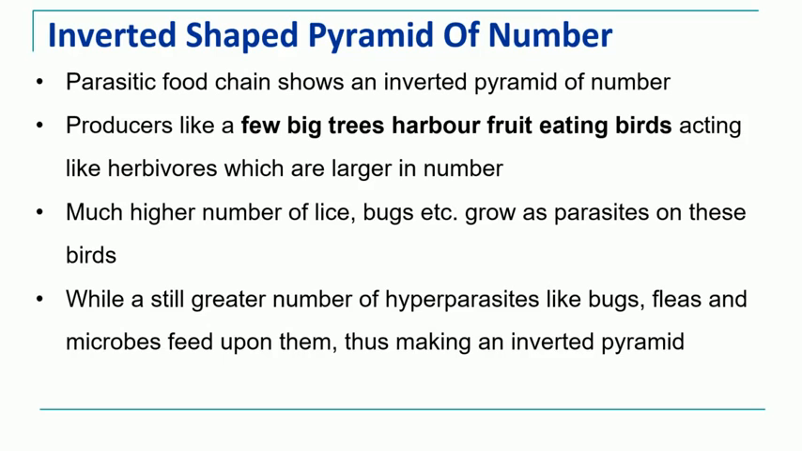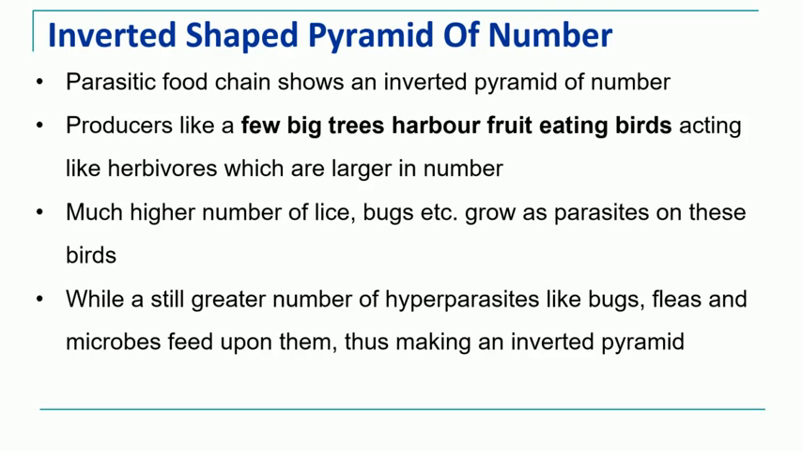Then feeding on these bugs and lice, there could be parasites of these which are called hyperparasites, which feed on the bugs and lice. So these could be in the form of microorganisms. So these microorganisms are still larger in number. So the shape of the pyramid in such a parasitic food chain also is inverted in shape.